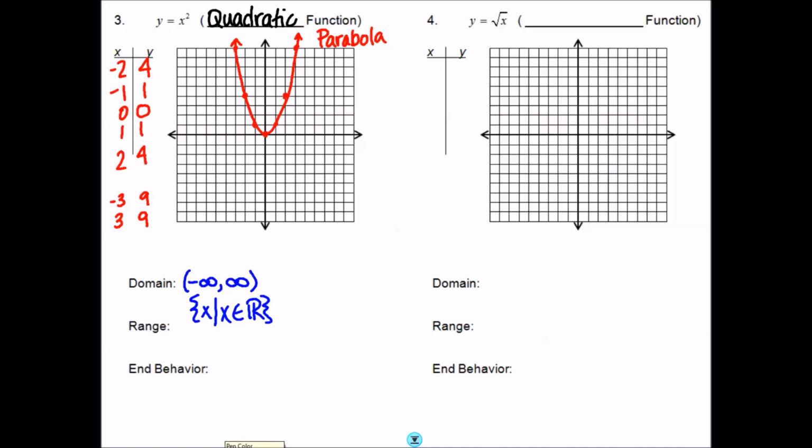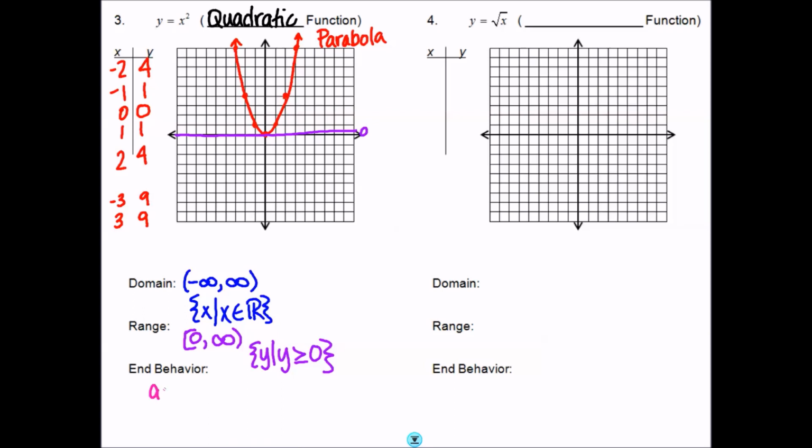The range, the lowest that the graph goes, again, is 0. The highest that the graph goes is infinity. So this is very similar to the absolute value function. And in set notation, it's y such that y is greater than or equal to 0.